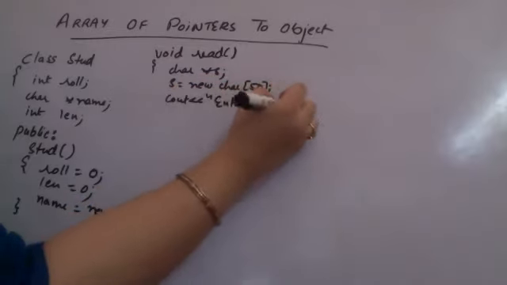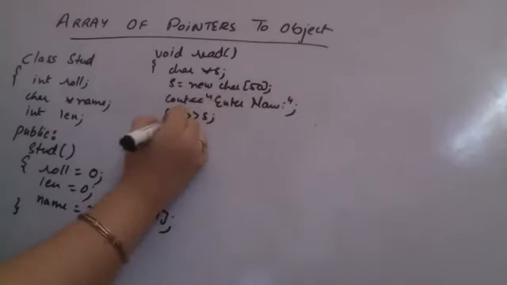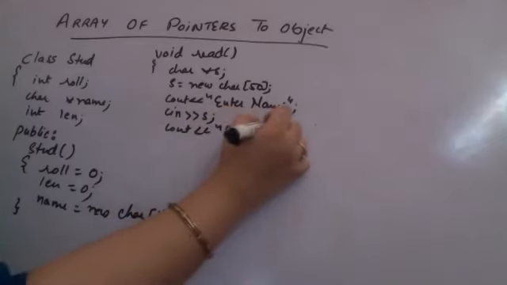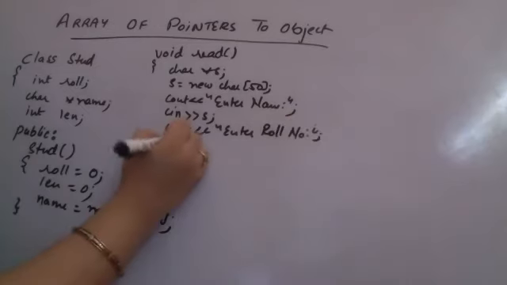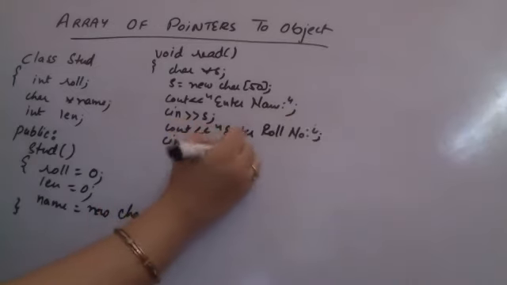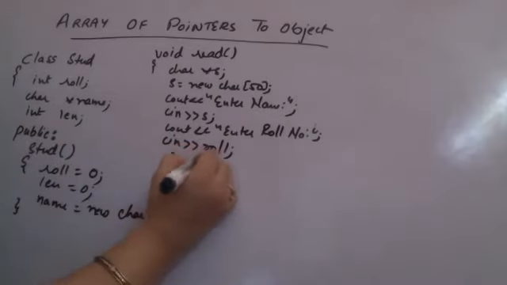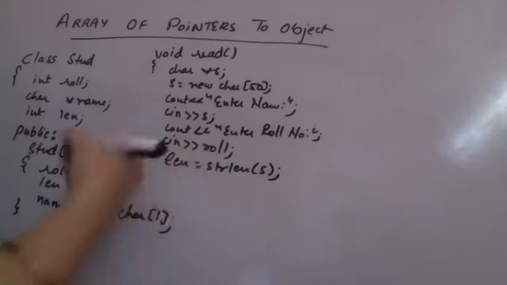So enter name, you will be reading the name. Then you can say enter roll number, and you will be reading the roll number. After reading both of them, calculate length. Length is string length of S, and now you can copy.